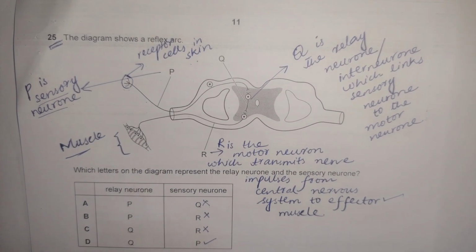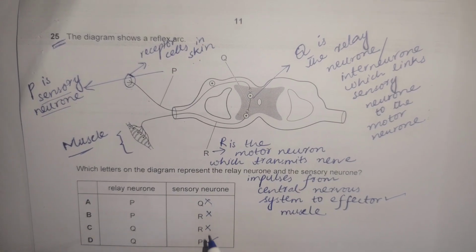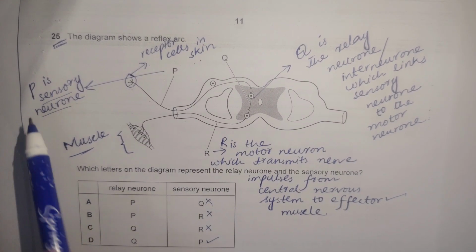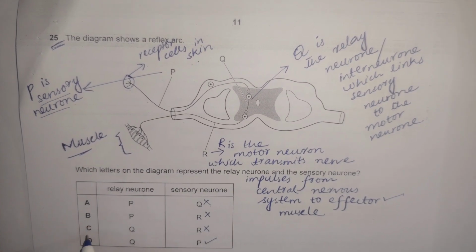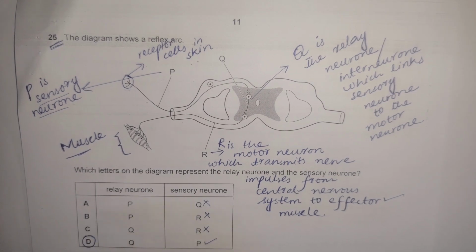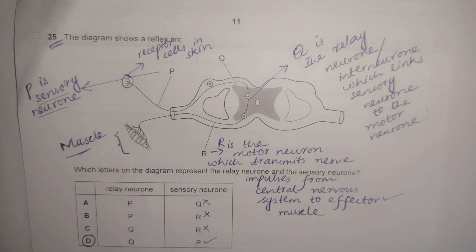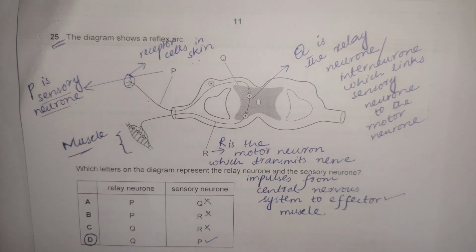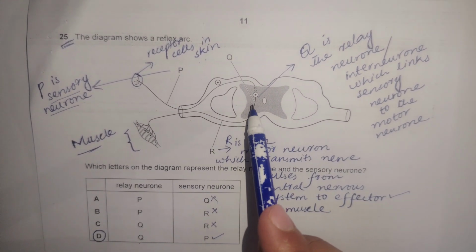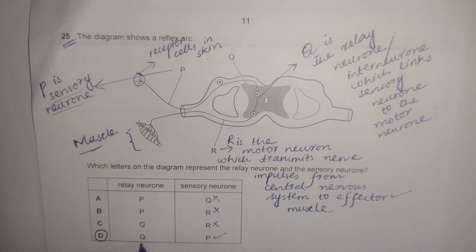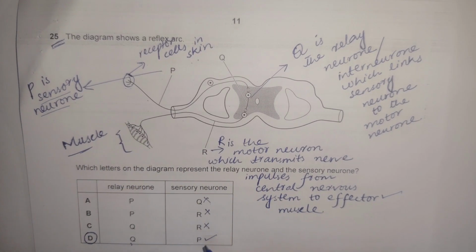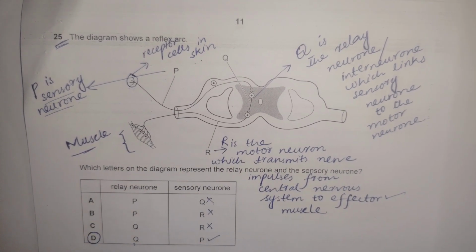So our correct option for this question is, we have found from the very first that these are correct option, but still for your understanding, for your satisfaction, and to let you know the proper idea, I have told you that Q is the relay neuron, and P is sensory neuron. So I hope you have understood the idea.